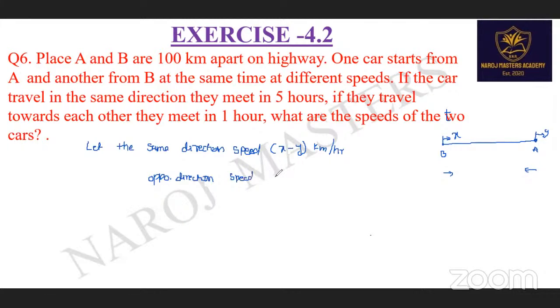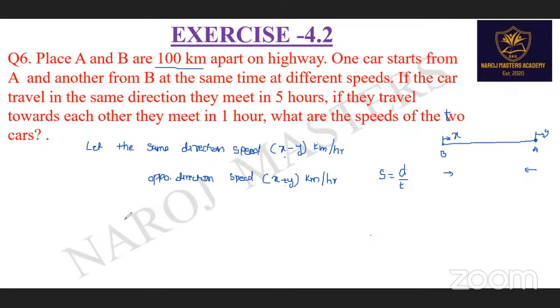That is x plus y kilometers per hour. X plus y is the sum of both the speeds here. Clearly, the total distance is given as 100 kilometers. We know the formula: speed is equal to distance by time. Distance is 100 kilometers. For the first case, time taken is 5 hours. For the second case, time taken is 1 hour.